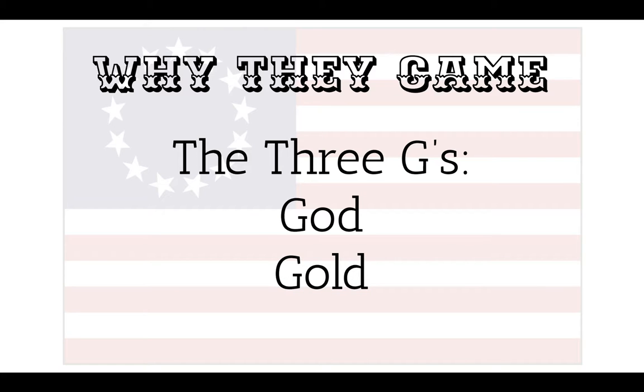The second G is gold. So obviously they came searching for wealth, searching for ways to make money. And then finally, glory. Just the idea that their country was able to spread its wings and spread its control throughout the world. That was a huge idea to them. So why did they come? The three G's: God, gold, and glory.